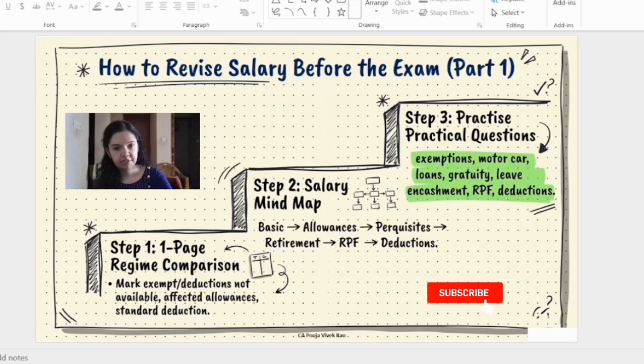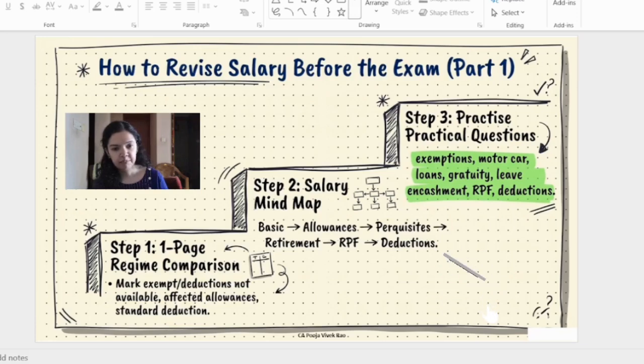Now here's a simple revision strategy that you can follow for this chapter before the exam. Step number 1, prepare a one-page regime comparison. So at the beginning of your salary notes, keep a one-page comparison of default tax regime and the optional tax regime. So in this, clearly mark the exemptions not available, deductions not available, allowances affected, standard deduction and other important differences. Step number 2, create a salary mind map. So create one page containing basic salary, allowances, perquisites, retirement benefit, RPF and deductions.